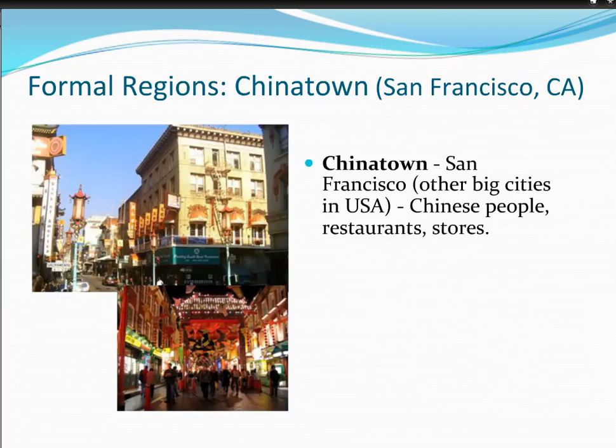Even Chinatown can be designated a formal region. It's a very specific area, and most of the businesses or the stores are Chinese influenced. And they're in different areas. I mean, of course, there's a Chinatown in San Francisco, a Chinatown in New York, a Chinatown in Philadelphia, but they all share similar characteristics. If I talked about Chinatown in Philadelphia, you would know exactly what I was talking about and probably would have a pretty good idea of what to expect there. And it's a specific location.